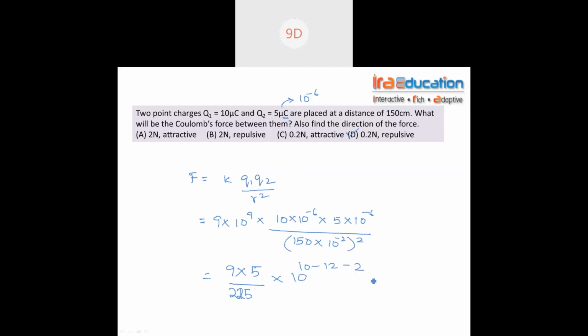Solving is your part. 45 table, is it 45 5s are 225, I think. Yeah. 45 5s are 225. 1 by 5. Oh, this becomes plus 2, no? It goes to numerator. This is plus 12 and minus 12. This is 0. 10 power 0 is nothing but 1. 1 by 5 is the answer.